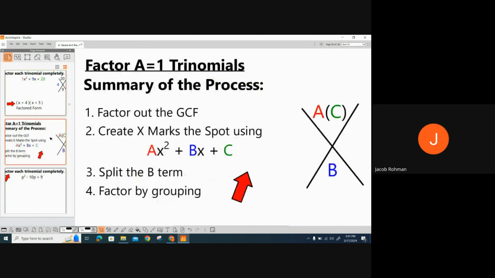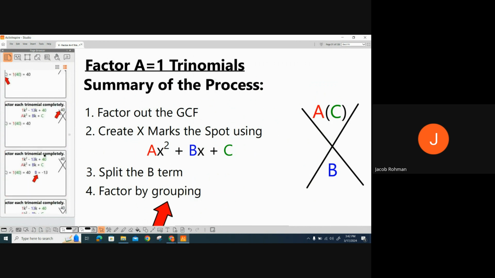Now, let's review that process again. First we started with looking to factor out the GCF. Then we created X marks the spot using A times C at the top, B at the bottom, and those come from this formula here. We split the B term, and then we factored by grouping.